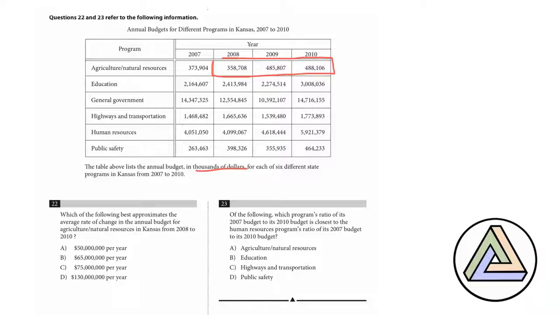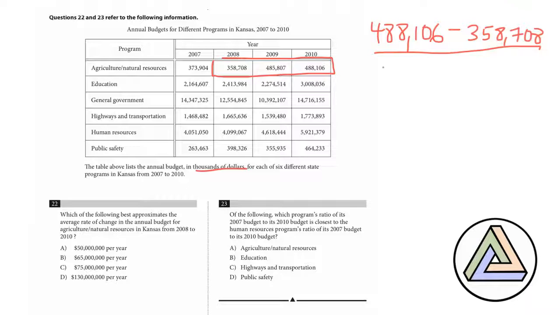Well, you could take this number and subtract this number. So it's really 488,106 minus what it used to be, which is 358,708. And then you want to be careful with this part where you are going to be dividing it by the change in year as well. But if you think about it, it's only 2 years between 2008 and 2010. So you don't want to be fooled by the fact that there's 3 cells here. It's a 2-year change. It's year 1 and year 2, right? So 2 years had gone by.